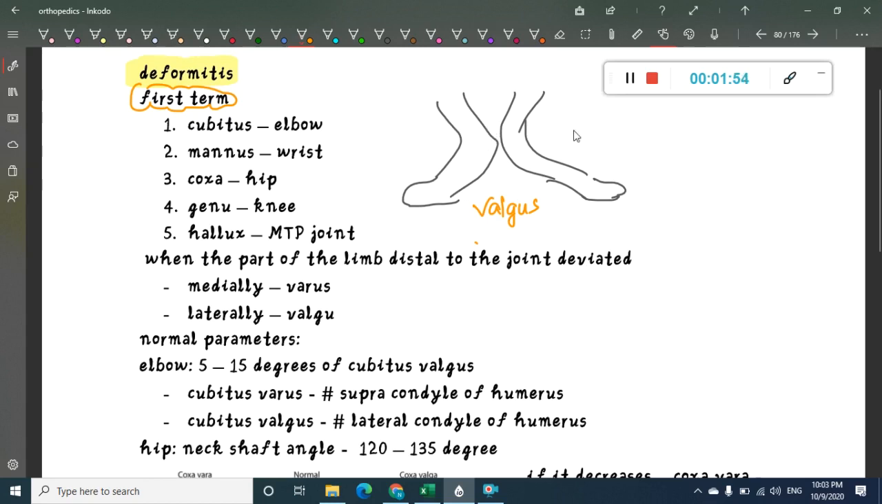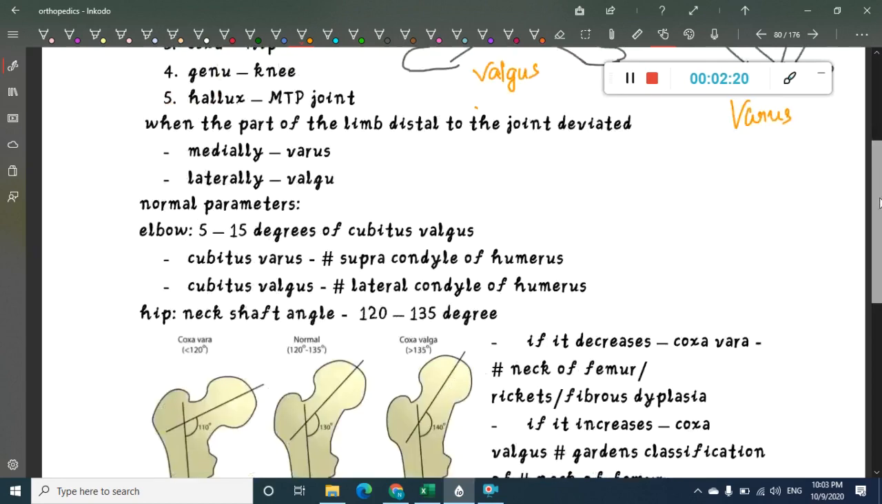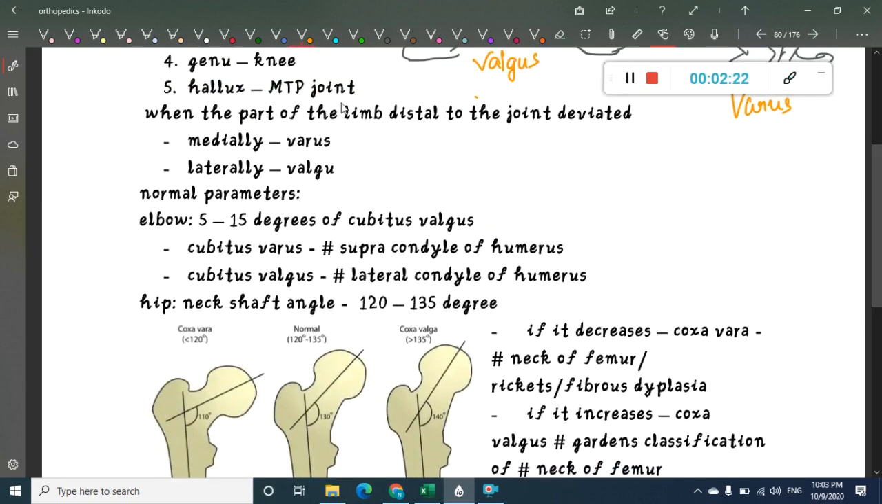Next, varus is something like this. So this you call it as varus. Okay, this is genu valgus, this is genu varus. Next, what is important here is normal parameters we will see.